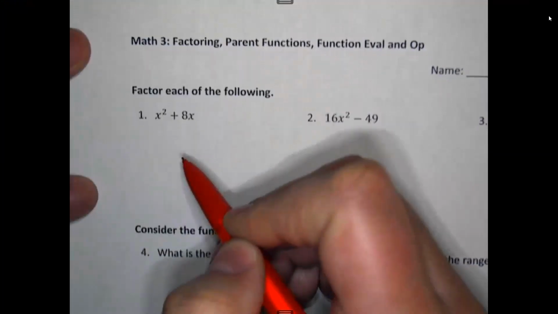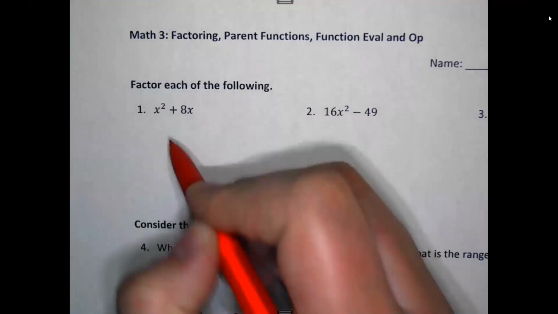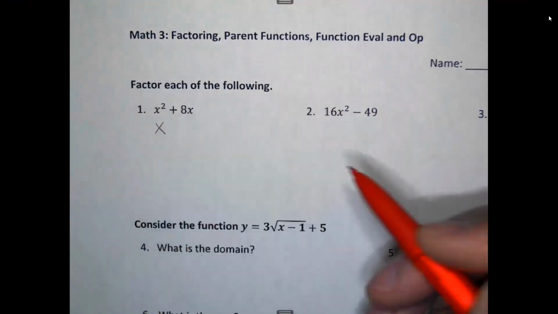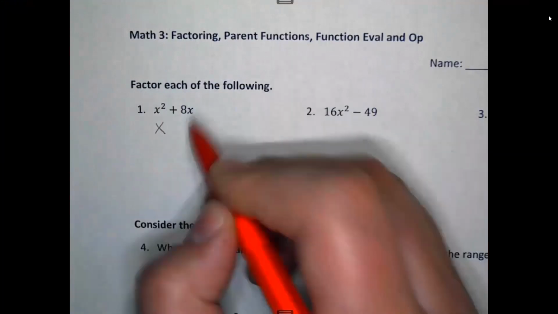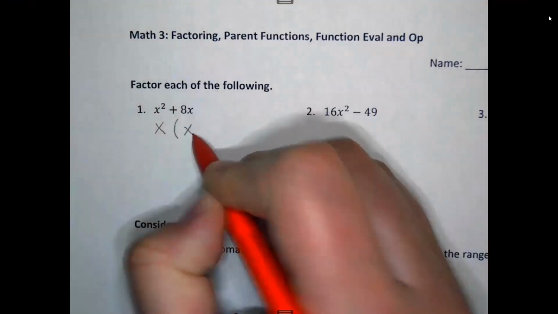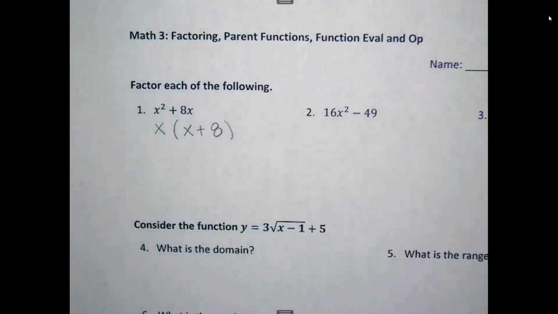GCF. The first one is GCF. And what is the GCF? X. The GCF is X. So we're going to take an X out. And then what is left over? X plus 8. Okay, so number one was a GCF problem.